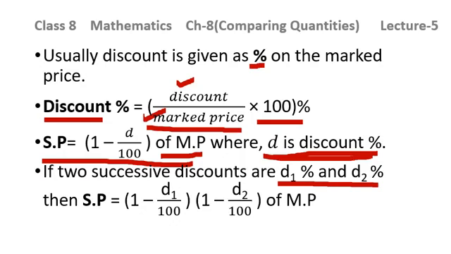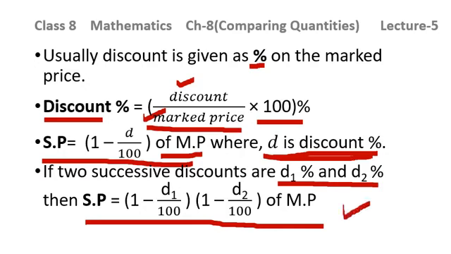So here, if the two successive discounts are D1% and D2%, then SP will be given like this: (1 minus D1 over 100) into (1 minus D2 over 100) into MP. Here, if three successive discounts are given, then you can include (1 minus D3 over 100). If four successive discounts are given, then you can include (1 minus D4 over 100). So the basic formula for successive discounts, in terms of SP, MP and discount percent, will be SP is equal to (1 minus D1 over 100) into (1 minus D2 over 100) into MP.